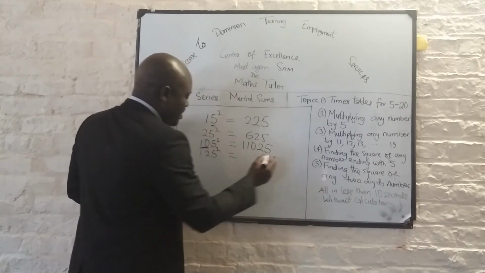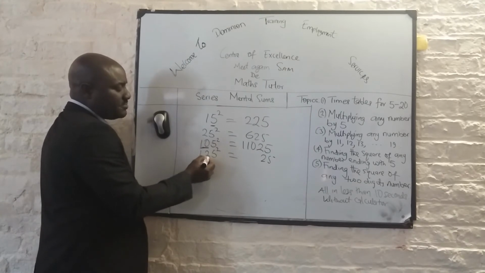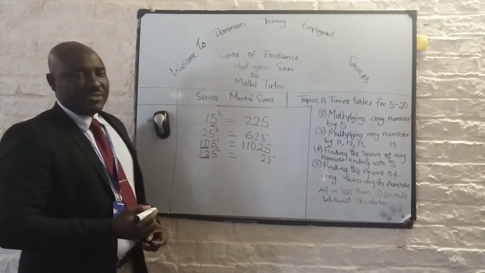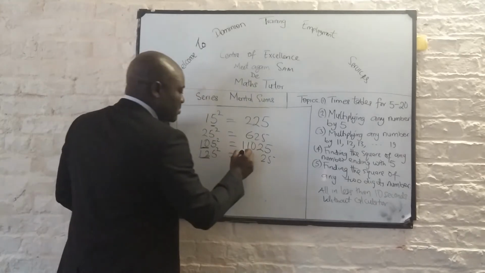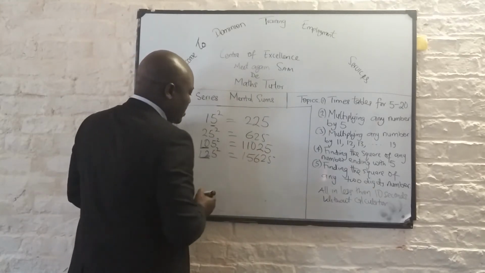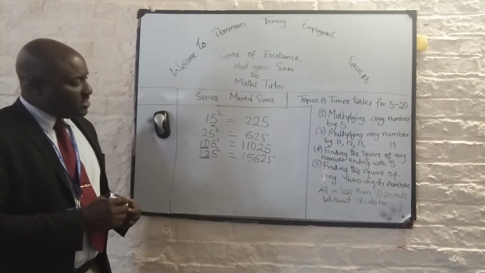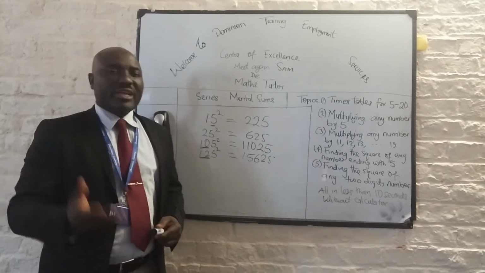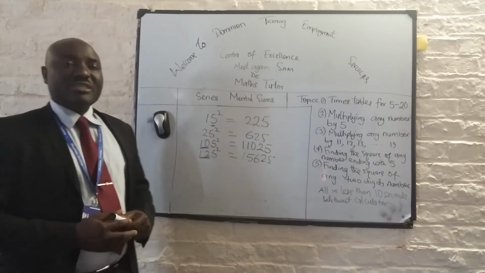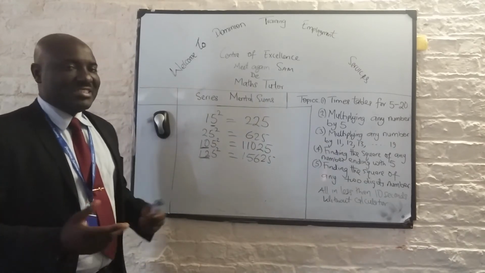25. The next number that comes after 12 is 13. So 13 times 12 is 156. Therefore, the square of 125 is 15,625. You can go on and on like that, and it's as simple as that. Isn't that magical and interesting?